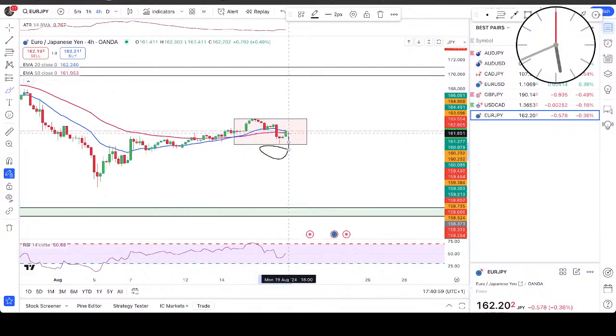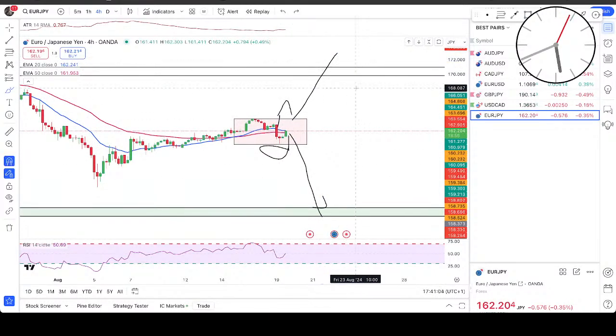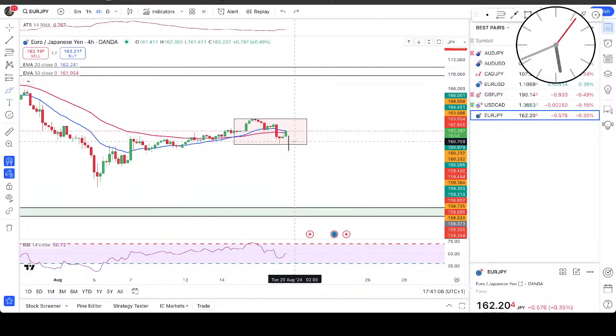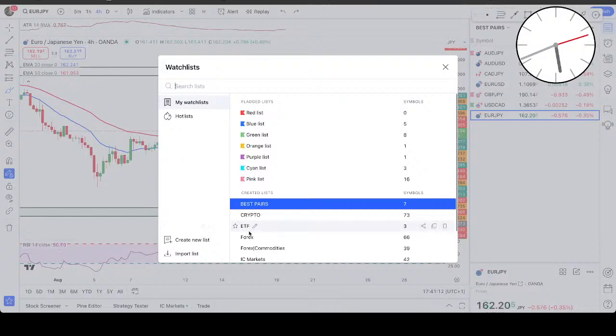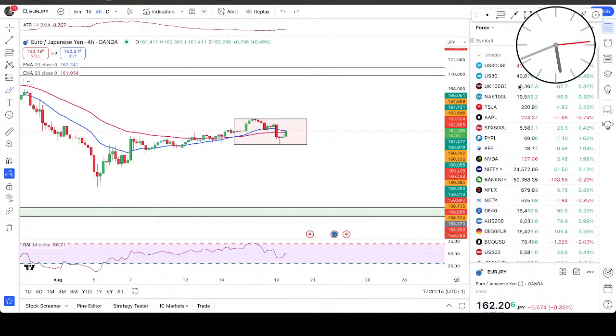If we break and close below, it will likely fall. If we break and close above, it will likely push up. So that's how we also trade these accumulation areas. Let's move ahead to the next pairs, and let's look at indices as well.